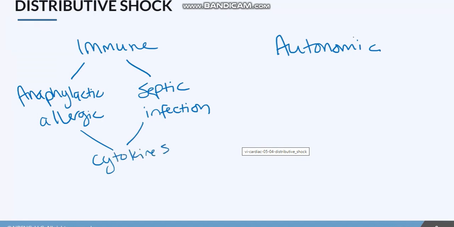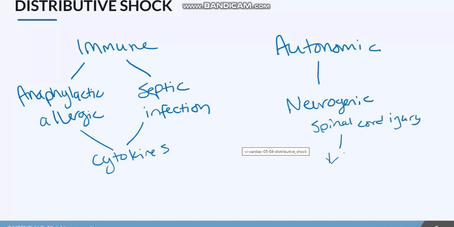Okay. Now, neurogenic shock is caused by an autonomic response after a spinal cord injury. This causes decreased sympathetic nervous system activity. Now, both of these things, the cytokines and decreased sympathetic nervous system activity, are going to interfere with vascular tone.